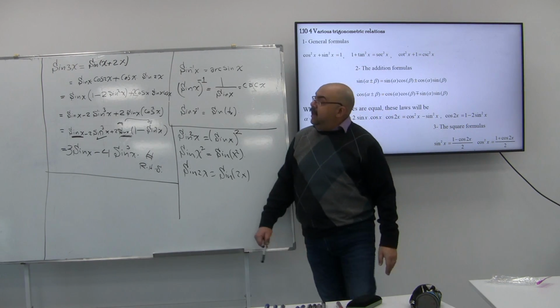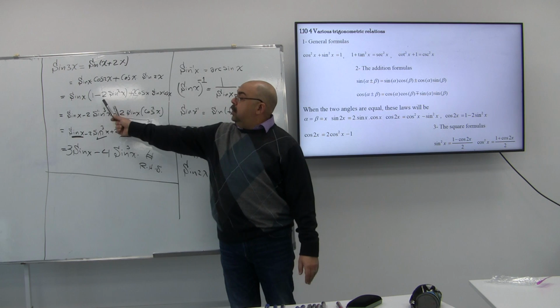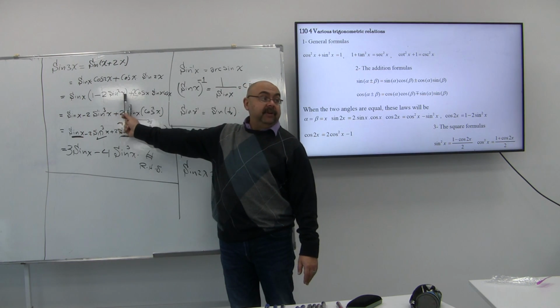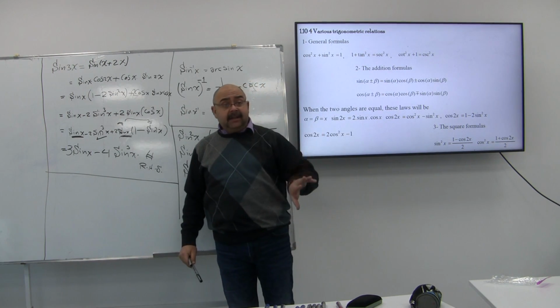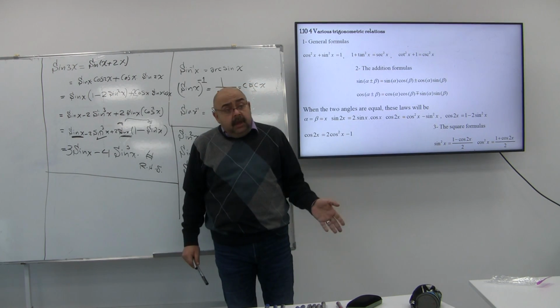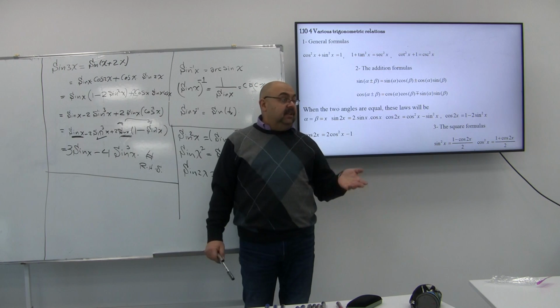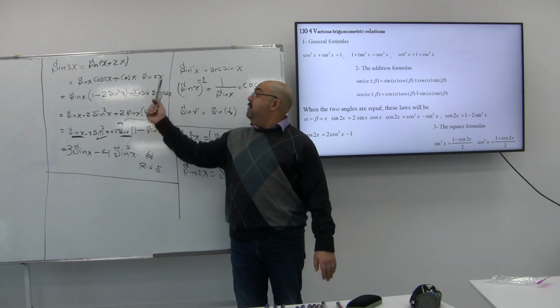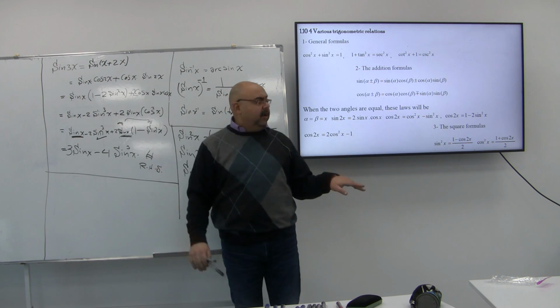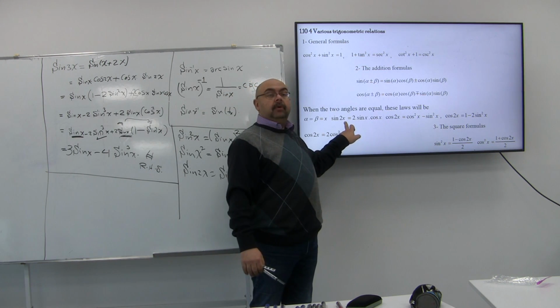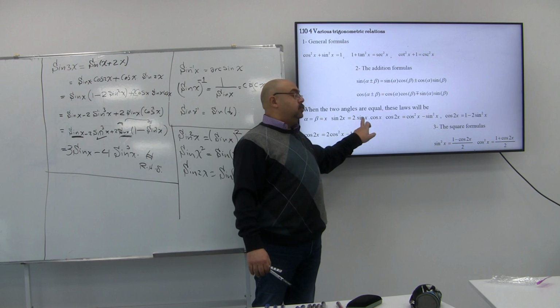So right away I replaced cosine 2x and put 1 minus 2 sin of the square of x. Done. Simple. The sin x appeared, and sin x to the power of 3. But there is still another problem that I have here: sin 2x. For sin 2x you don't have any alternatives. You will have to use this law, which is 2 sin of x cosine x.